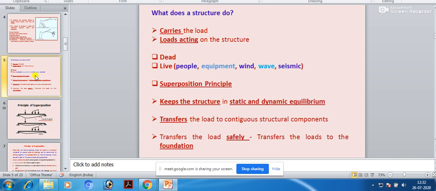and that can be calculated very easily using the principle of superposition. And the principle of superposition, if you remember, while discussing solid mechanics, I have given you some idea about it. I will discuss it in my next slide, what is the principle of superposition.